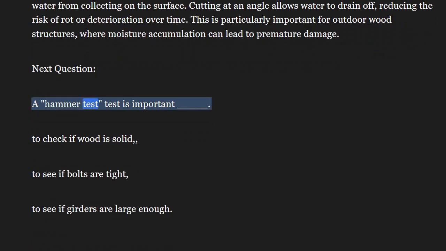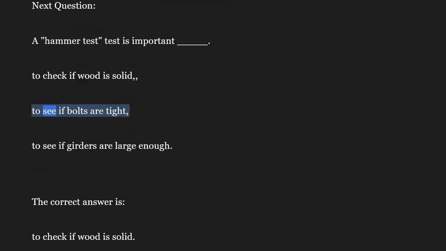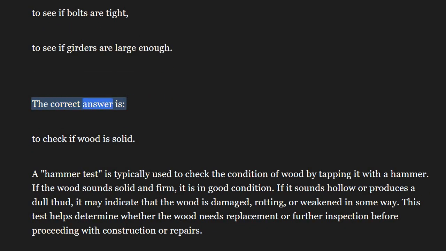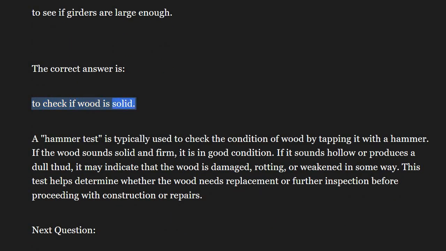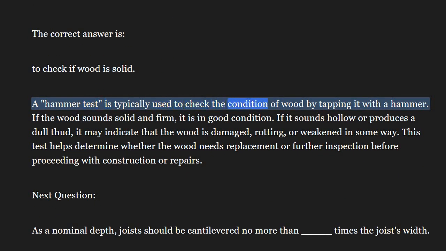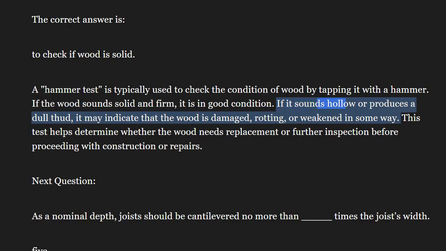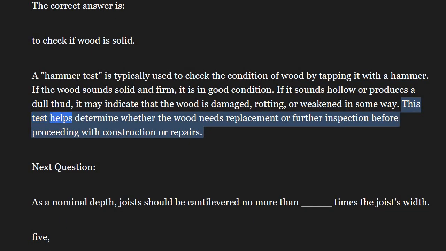Next question. A hammer test is important to check if wood is solid, to see if bolts are tight, to see if girders are large enough. The correct answer is to check if wood is solid. A hammer test is typically used to check the condition of wood by tapping it with a hammer. If the wood sounds solid and firm, it is in good condition. If it sounds hollow or produces a dull thud, it may indicate that the wood is damaged, rotting, or weakened in some way. This test helps determine whether the wood needs replacement or further inspection before proceeding with construction or repairs.